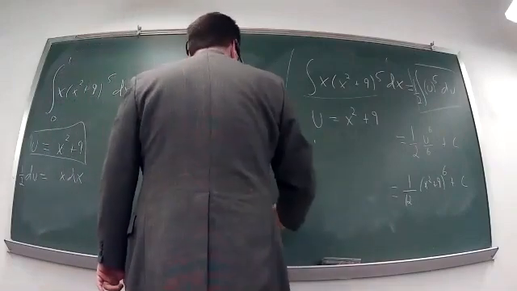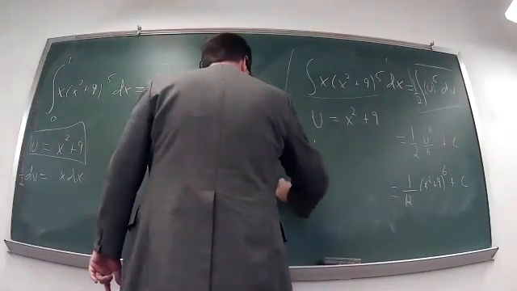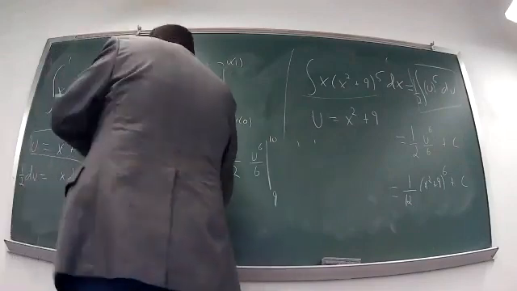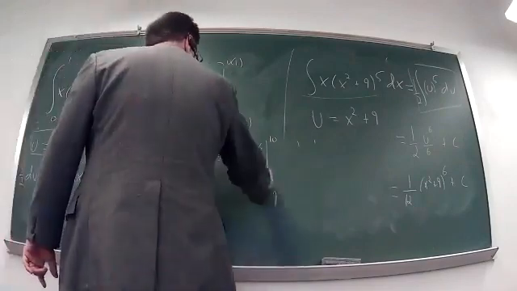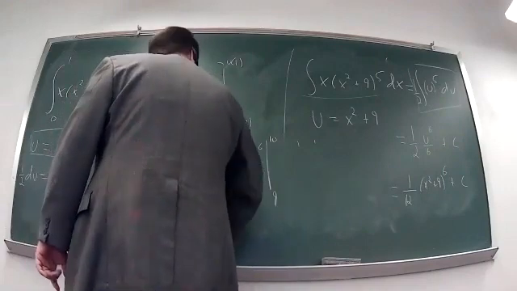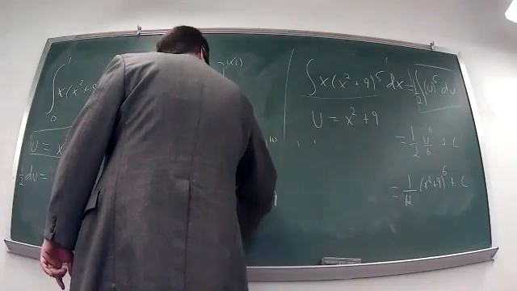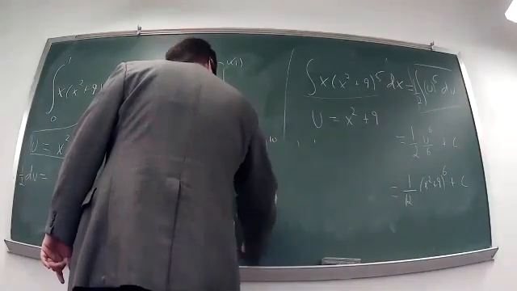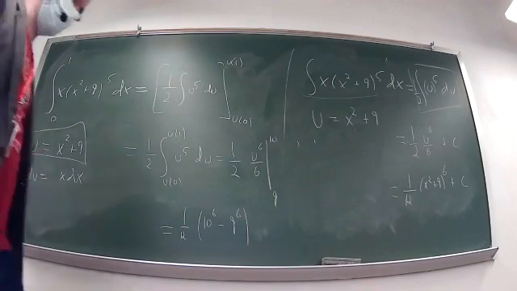And I go from u of 0 to u of 1, which is going to be 9 to 10. And I plug this in, and it's going to be 1/2 times 6, which is 1/12 times 10 to the 6 minus 9 to the 6th. And that is the answer to this problem.